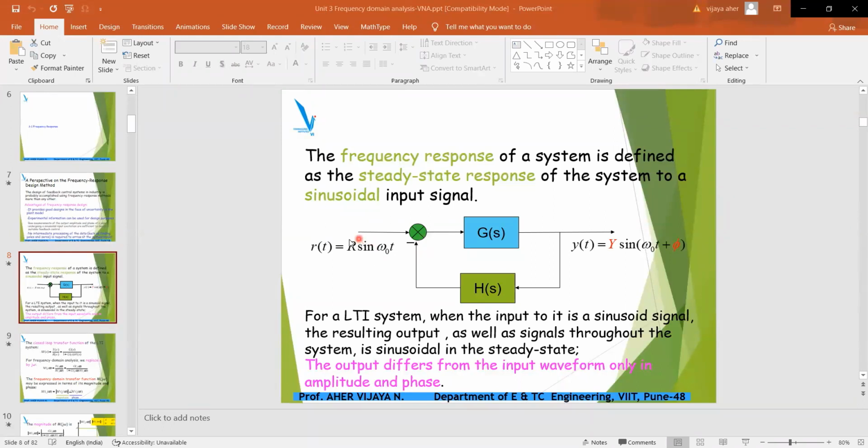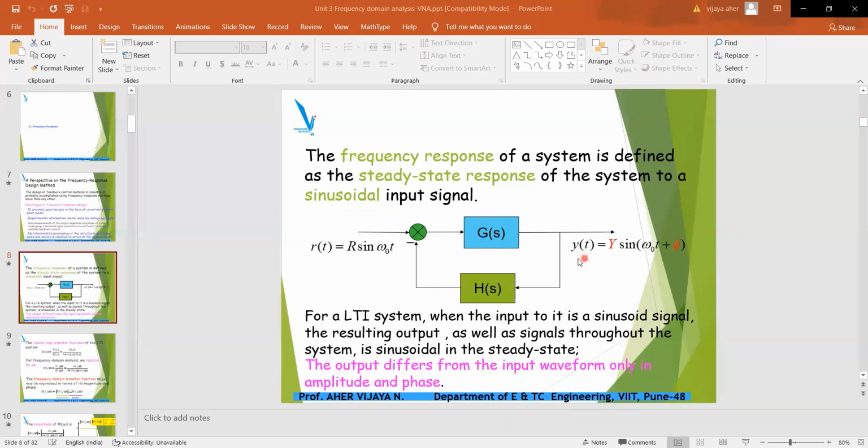This is your input signal, r(t) equals R sin(omega 0 t). So we have applied an input signal. Which type of input signal? Sinusoidal input signal. This R is a constant amplitude with this frequency omega 0 into t. So the input is sinusoidal in nature with this equation, similar to your Vm sin(omega t). So we have applied R sin(omega t) as input to this closed loop control system, right?